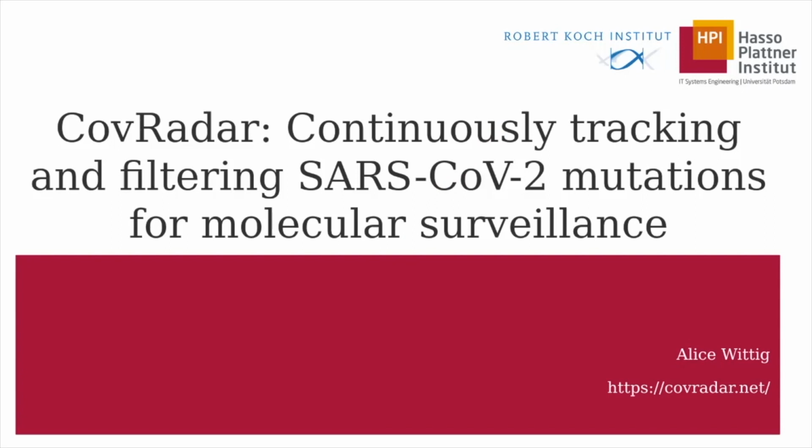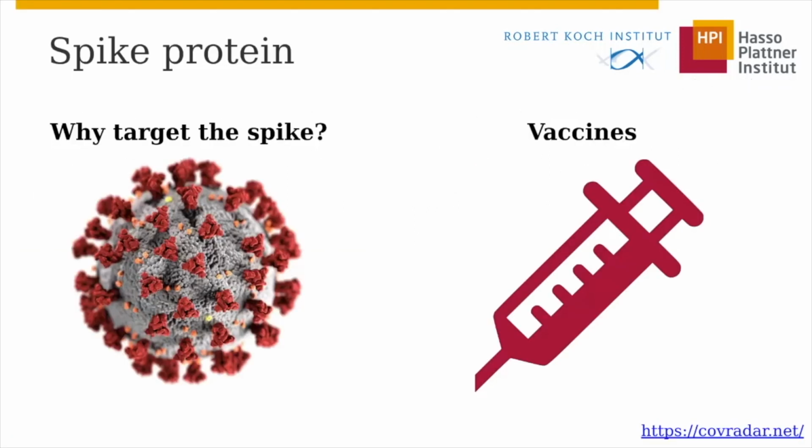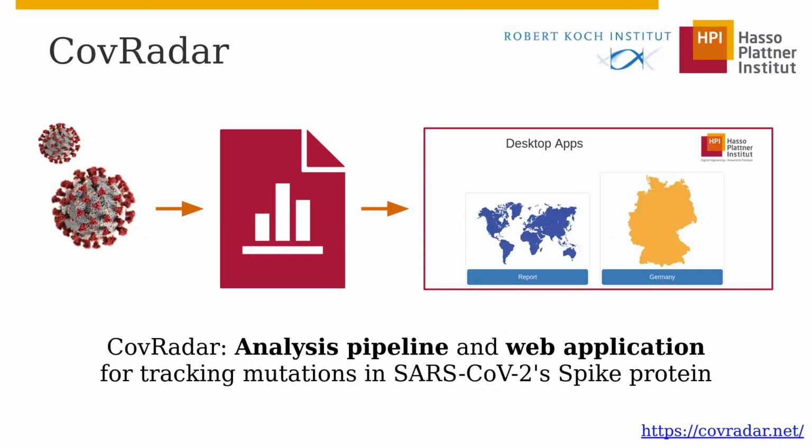CovRadar is a tool for the molecular surveillance of corona mutations. We focus on the spike protein of the virus, which is the red dyed protein you see here on the surface. We do that because it's a main target also for vaccines and antibodies. CovRadar takes sequences as an input and consists of an analysis pipeline and a web application.